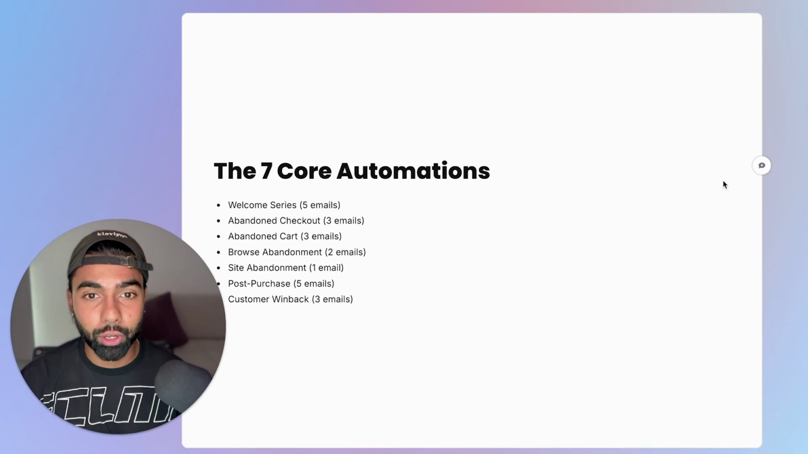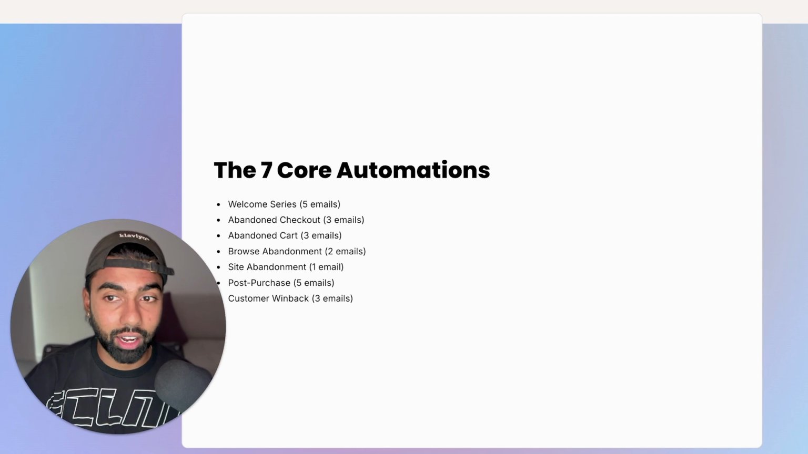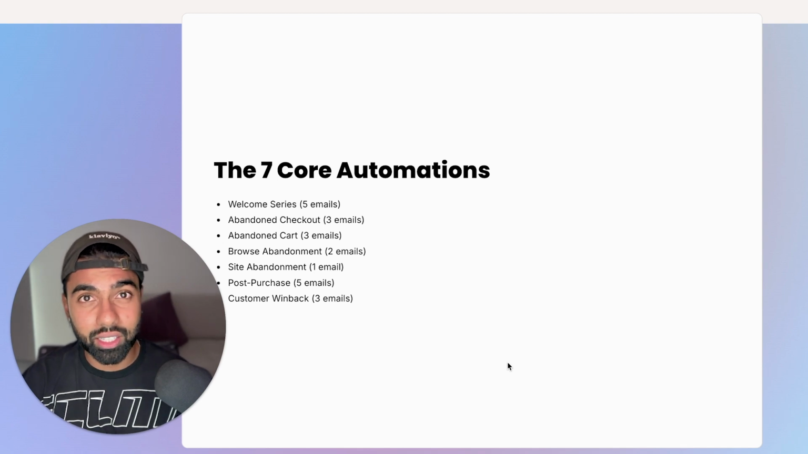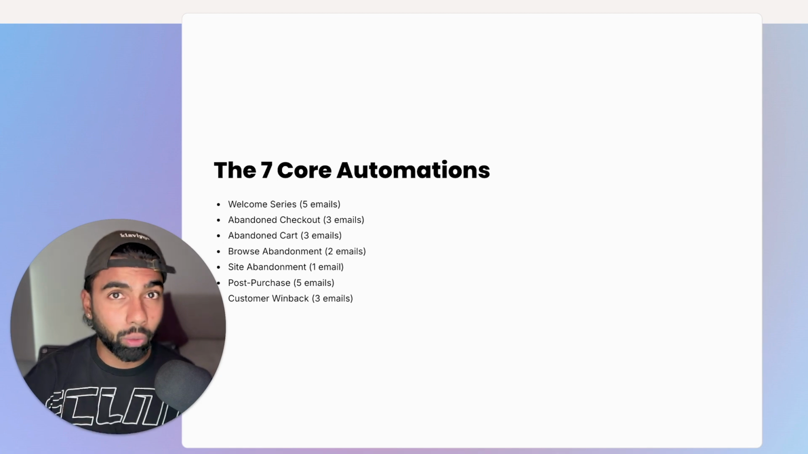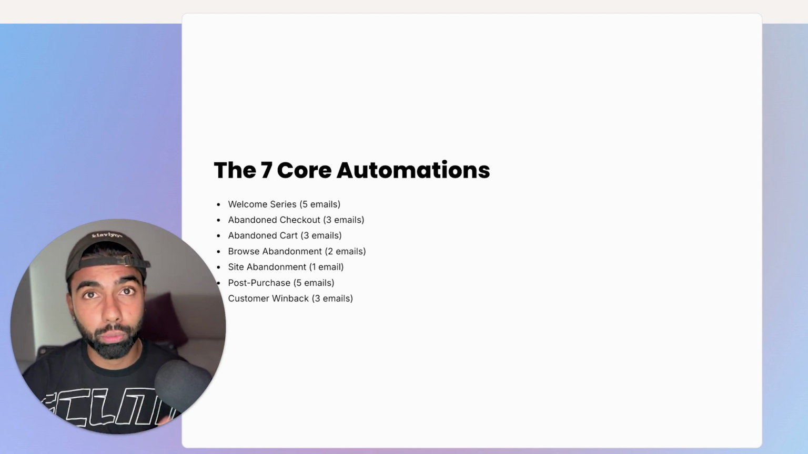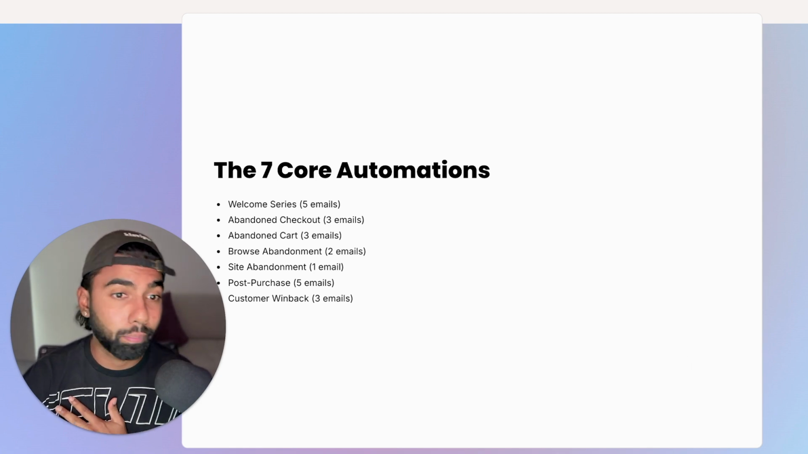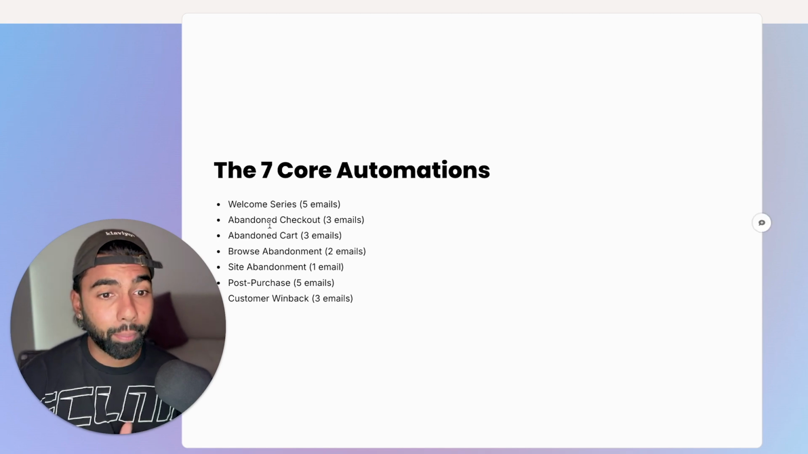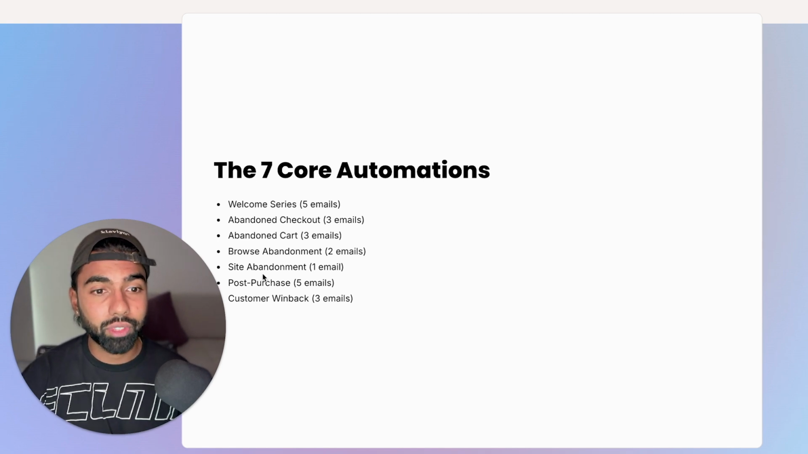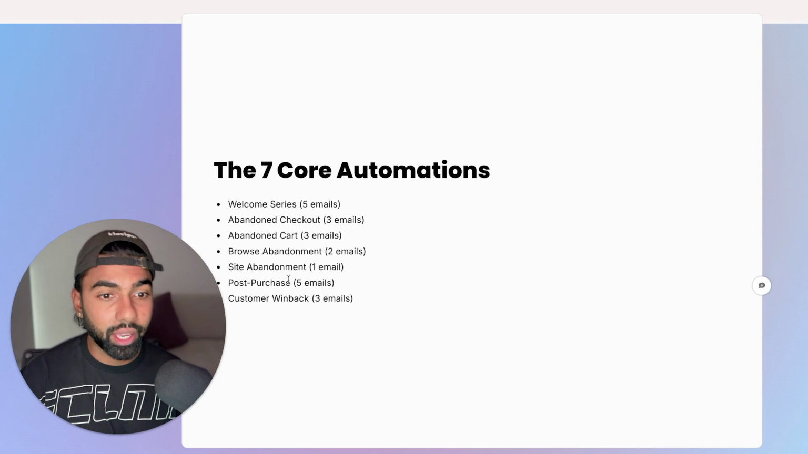So what are these flows? So here are all the flows that we're going to cover in this video. Typically, these are the 7 core flows that we like to set up for all of our brands, essentially no matter what. These are usually the flows that every single brand should pretty much be running across the board. So it starts with the welcome series, abandon checkout, then abandon cart, then browse abandonment, site abandonment, post-purchase, and customer win-back.